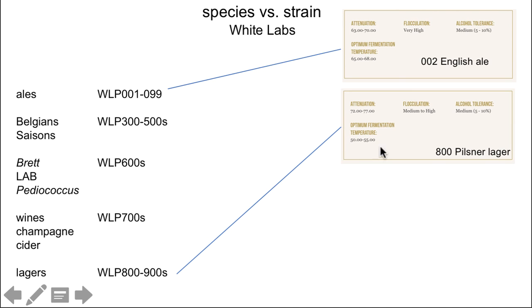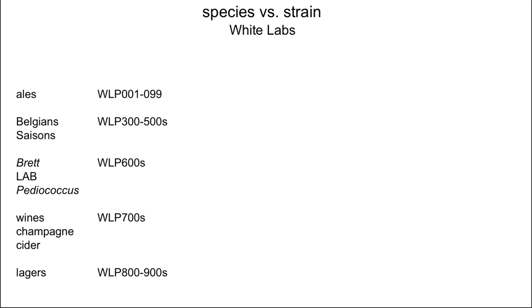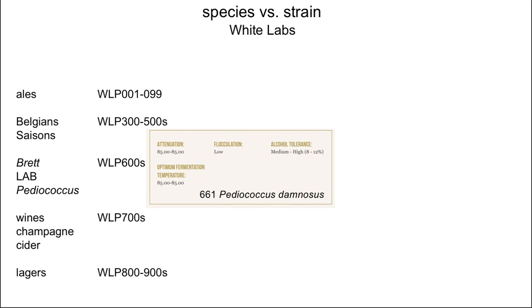Note the cryotolerance in the Pilsner lager attributes shown here, and recall that Kex2-dependent cryotolerance was conferred on Pastorianus by its New World parent. Brettanomyces, though it's also a yeast, is categorized with the lactic acid bacteria and Pediococcus in the 600s.